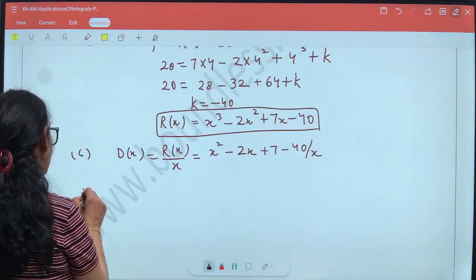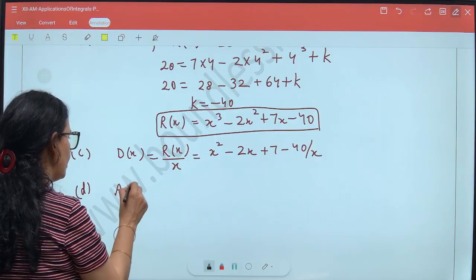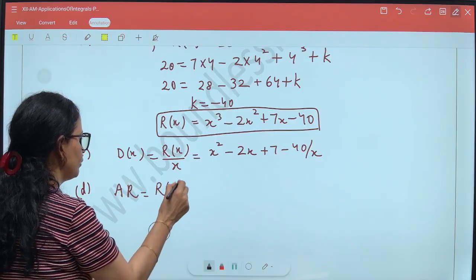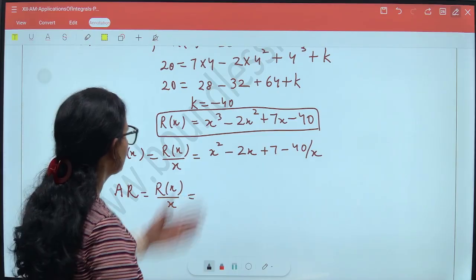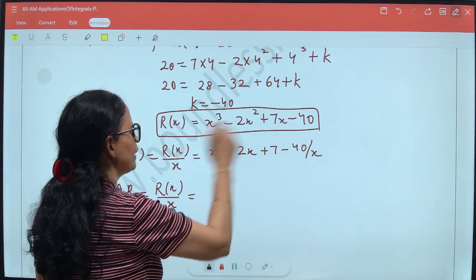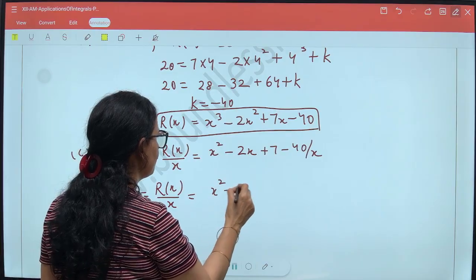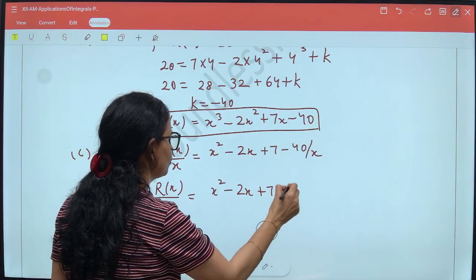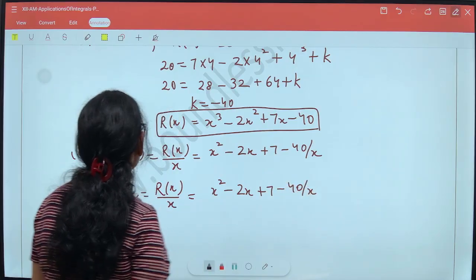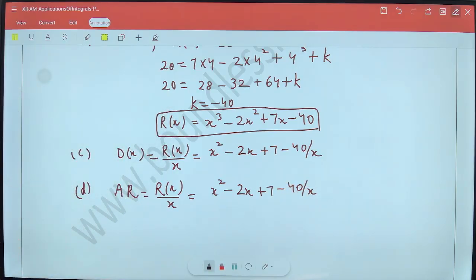How do you find the average revenue? Average revenue is total revenue divided by quantity. So what is the total revenue? Again, if you divide each term by x, you get the same expression as you got for the demand function. So in this case, the demand function is same as the average revenue, right? So I hope it was easy.